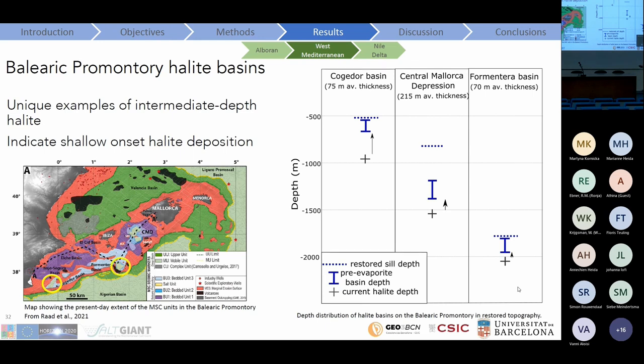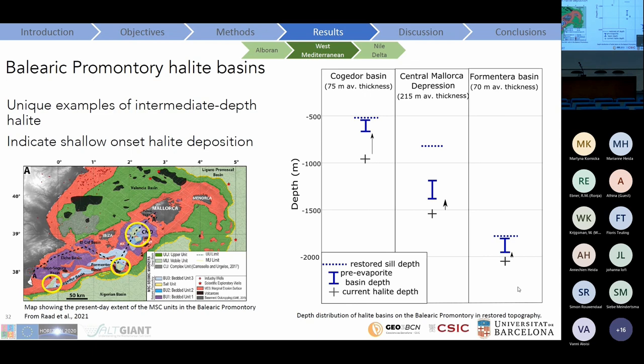But for the Formentera Basin here, we similarly have a relatively low halite thickness of less than 100 meters, but the depth of this basin was much deeper. And in contrast, the Central America Depression is found at intermediate depth, but has the thickest average halite thickness. And this is the only one of the basins where there is a topographic sill separating it from the rest of the Mediterranean at a significant elevation compared to the depth of the depocenter.